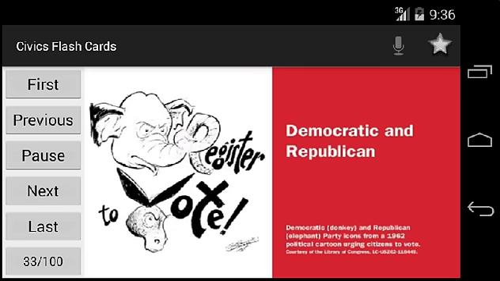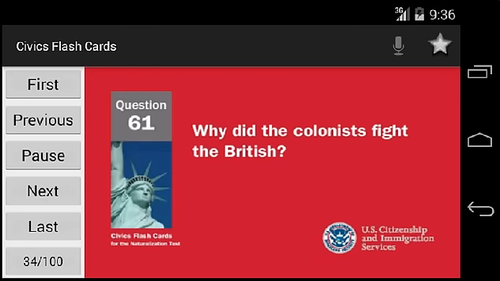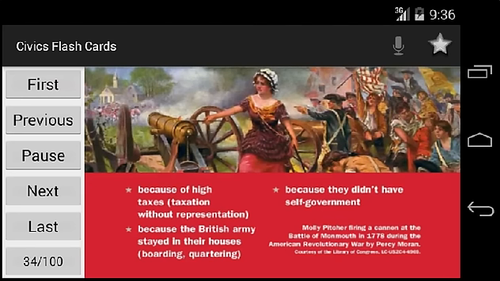What are the two major political parties in the United States? Democratic and Republican. Why did the colonists fight the British? Because of high taxes, taxation without representation. Because the British army stayed in their houses, boarding, quartering. Because they didn't have self-government.